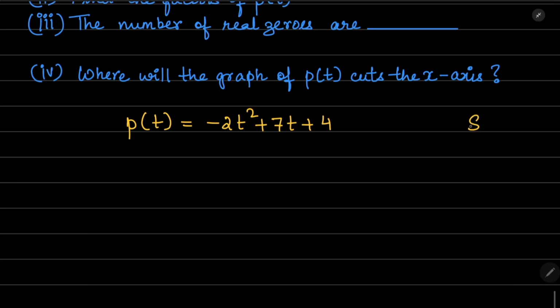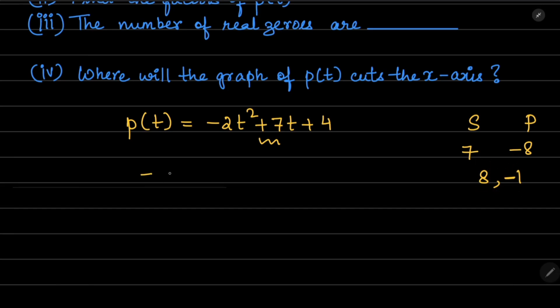Let's use the middle term splitting. Get a sum and get a product. So what is the sum? Sum is nothing but your b value, the coefficient of t, which is 7. What is product? A into c. So a is minus 2 into c is nothing but the constant. So minus 2 into 4 is minus 8. So you're just finding out two numbers whose sum is 7 and whose product is minus 8. So the two numbers are 8 and minus 1.